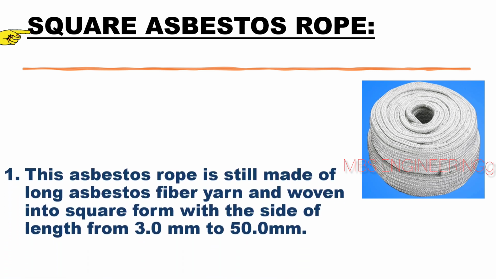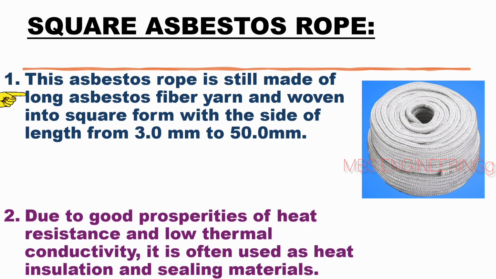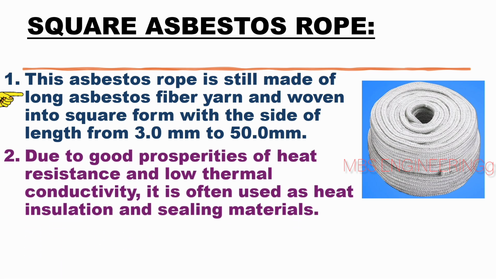Next, we will learn and understand the square asbestos rope. The first point is, this asbestos rope is still made of long asbestos fiber yarn and woven into square form with the side length from 3 mm to 50 mm.